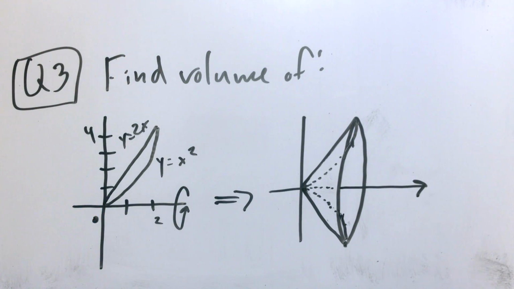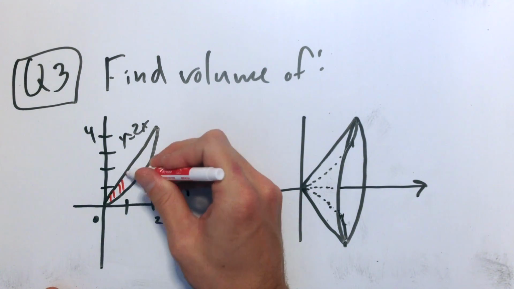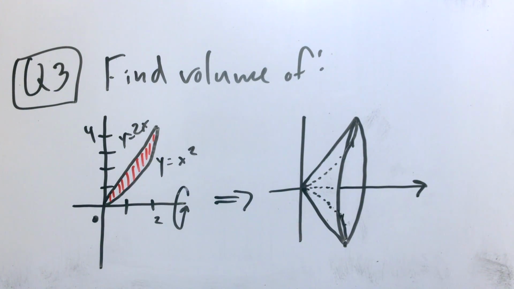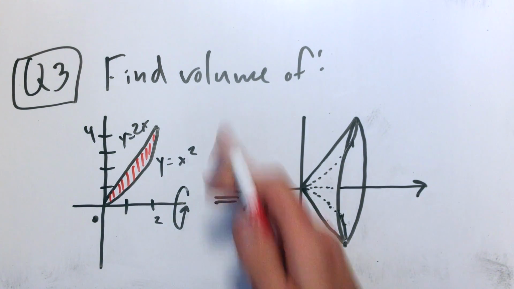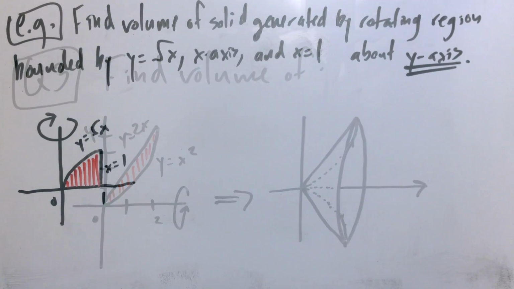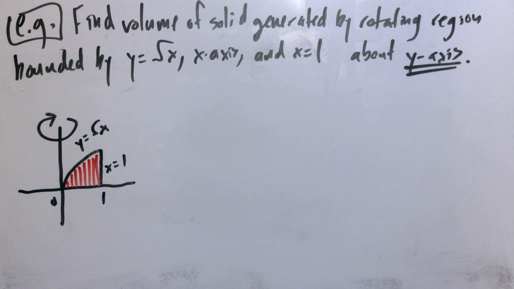Alright, so here's question 3. I'd like you to find the volume of the solid obtained by rotating this region right here about the x-axis. So that is the region that is bounded by y equal to x squared and y equal to 2x, and between 0 and 2. Go ahead.